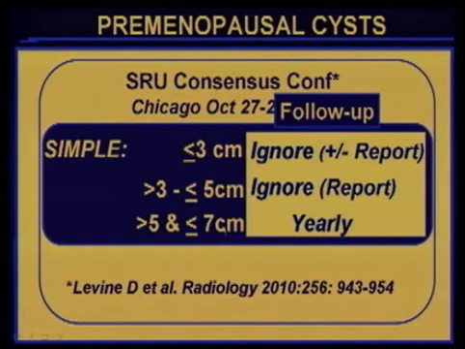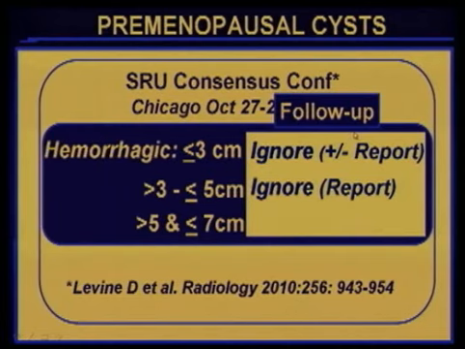But 7 centimeters appears to be the recent newly announced cutoff for when we should start to intervene, perhaps because of the threat of torsion when things get that large. A hemorrhagic cyst should be treated in the same way as a physiologic follicle, in that the small ones we can ignore in terms of follow-up, perhaps report the larger ones, but they too should disappear within a period of a few months.